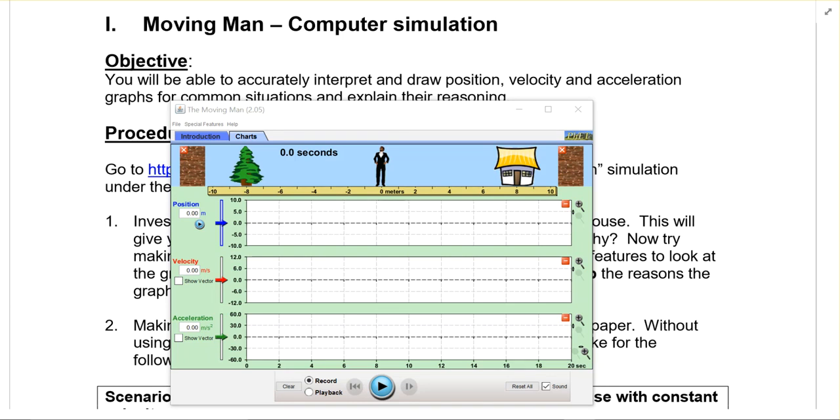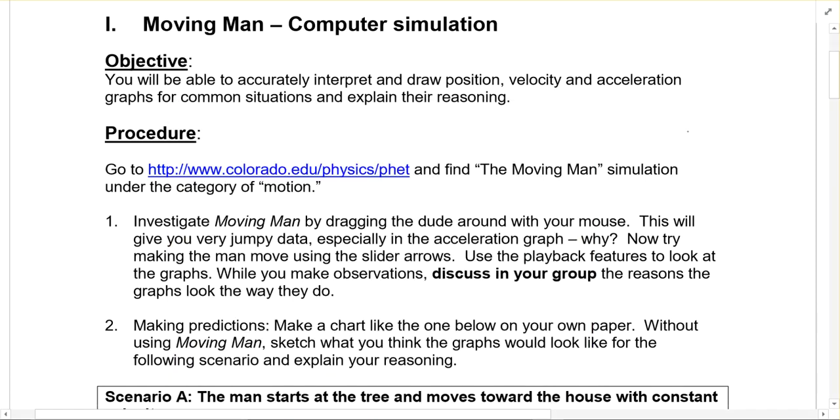So for this lesson, we're going to do a computer simulation slash lab. It's going to look like this when you get to it. The objective is going to be to accurately interpret and draw velocity and acceleration graphs. So what we did last lesson, right? You're going to go to this link. I'll give you guys a link that goes straight to it.